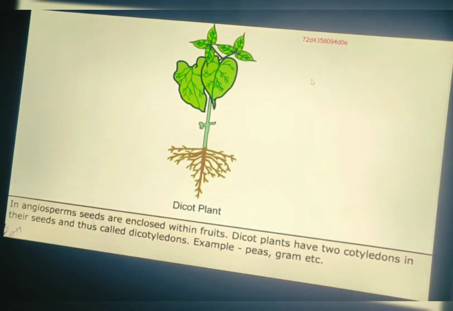In the second group of plants, that is angiosperms, seeds are enclosed within fruits. Angiosperms may be dicotyledons or monocotyledons. Dicot plants have two cotyledons in their seeds and thus are called dicotyledons. Examples of dicotyledons are peas, gram, etc.